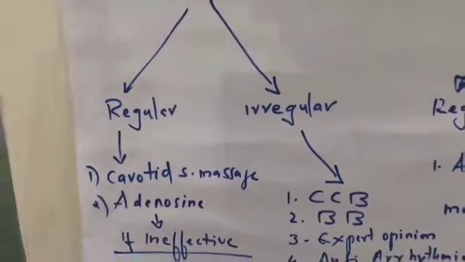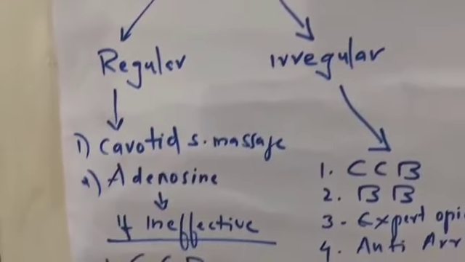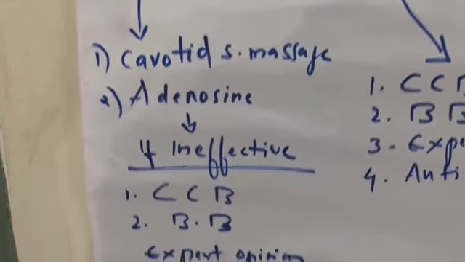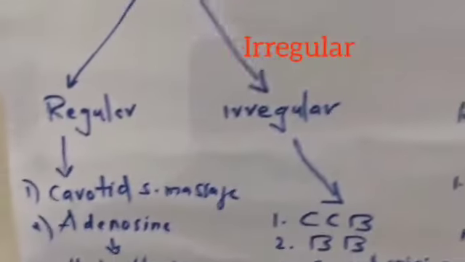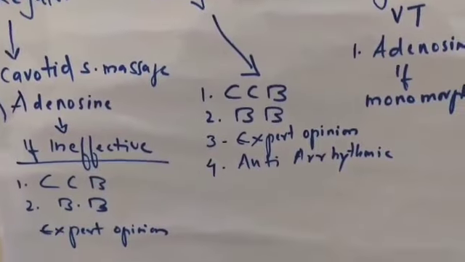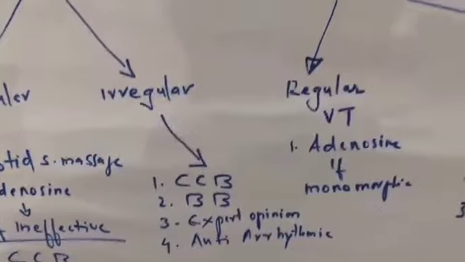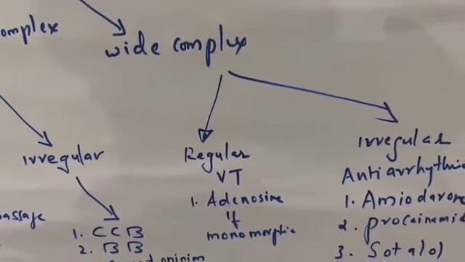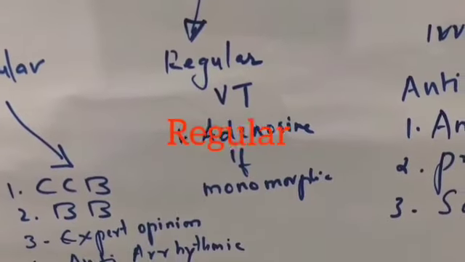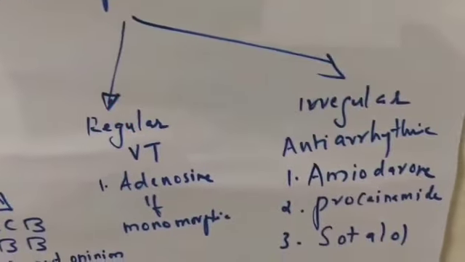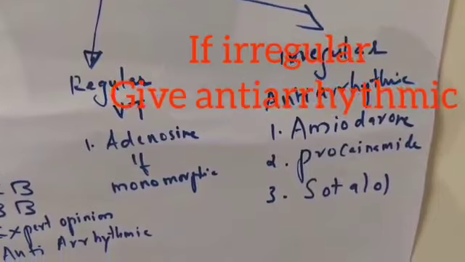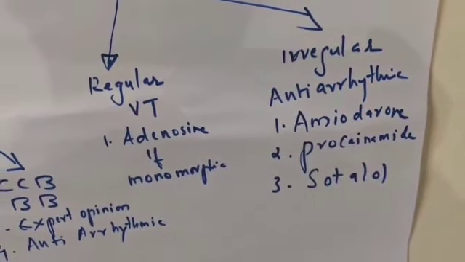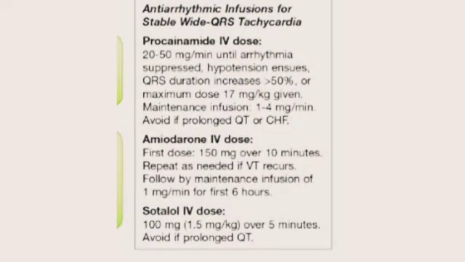If regular narrow complex, treat with carotid sinus massage and adenosine. If ineffective, beta blockers, calcium channel blockers. If irregular, consider beta blockers, calcium channel blockers, rhythm controlling drugs after expert opinion. In wide complex tachycardia, give adenosine only if it is regular and monomorphic. Otherwise, consider antiarrhythmics: amiodarone, procainamide and sotalol. Amiodarone dose 150 mg over 10 minutes followed by maintenance infusion.